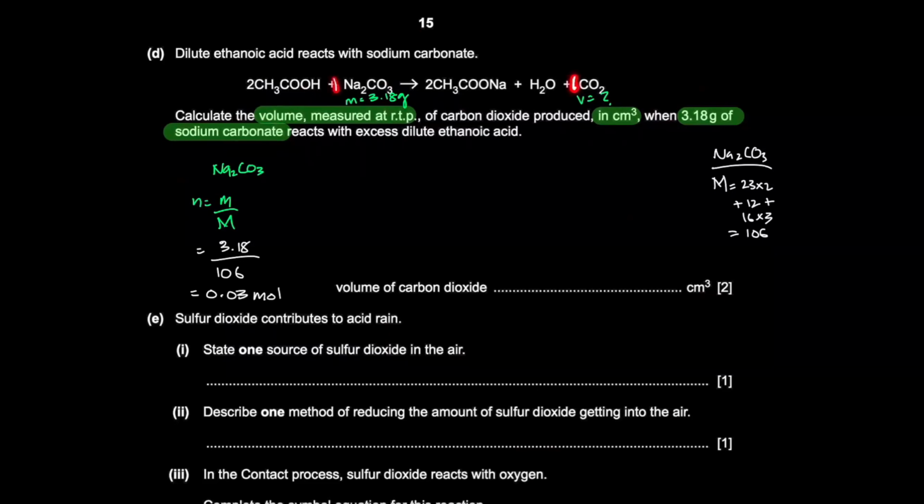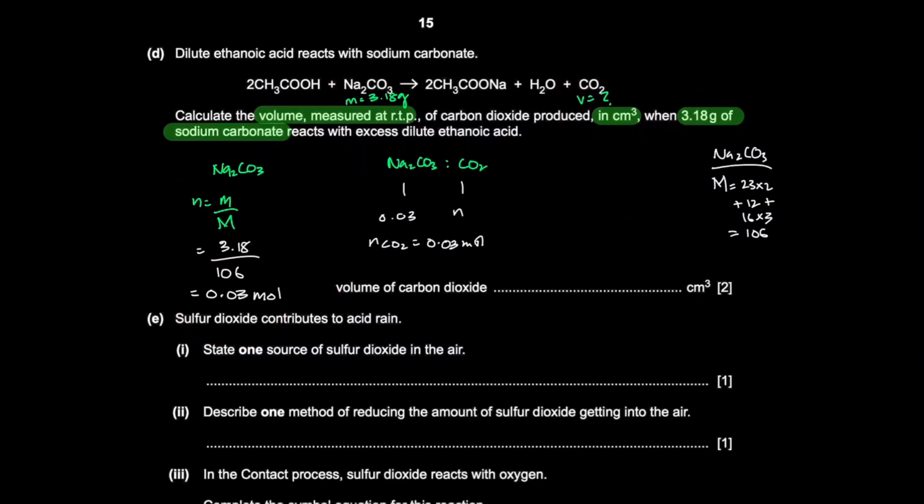Carbon dioxide again. So first we find the moles of the known quantity. Then we use ratios to find the moles of the unknown, moles of carbon dioxide. So again, let me write this down. Na2CO3 to CO2 is a 1 to 1 ratio. So if this is 0.03, then what is this? So we can say n of CO2 is 0.03 moles.